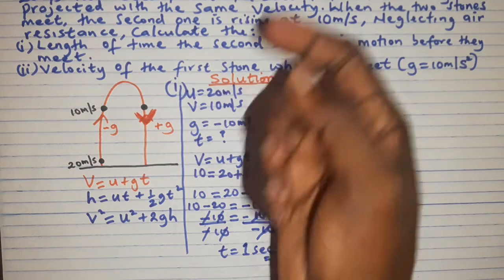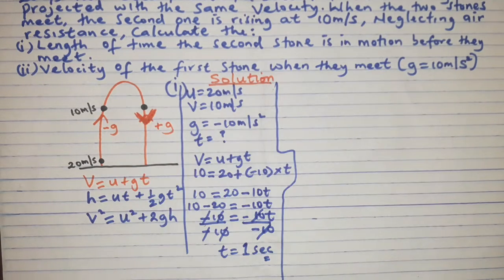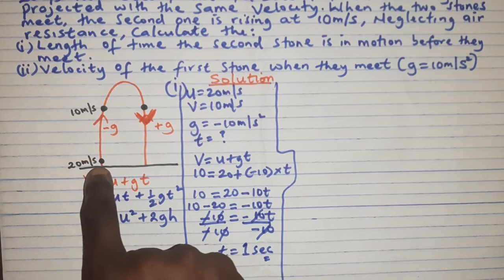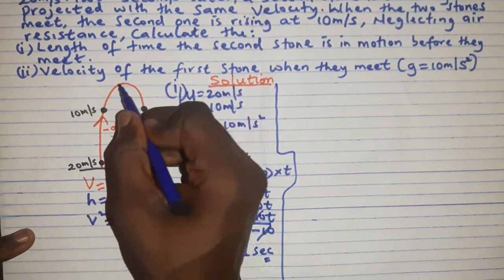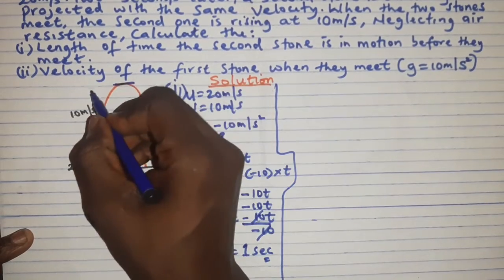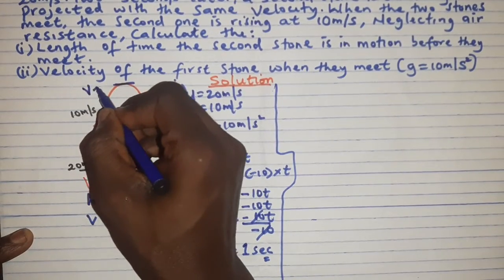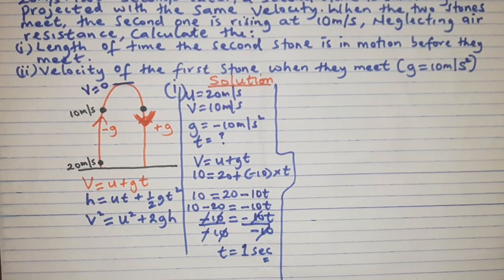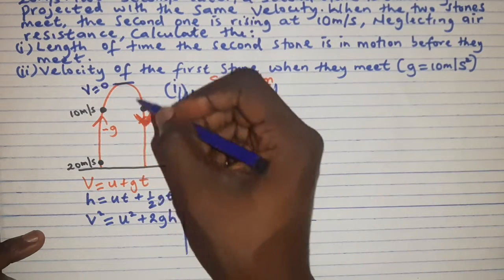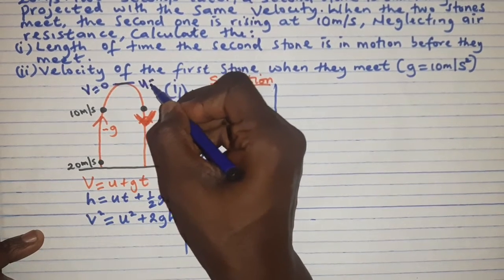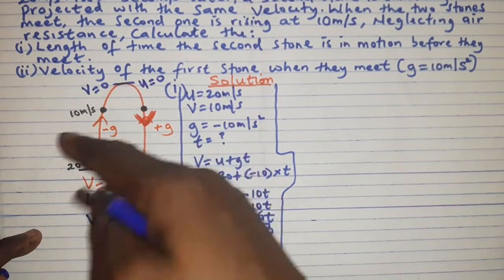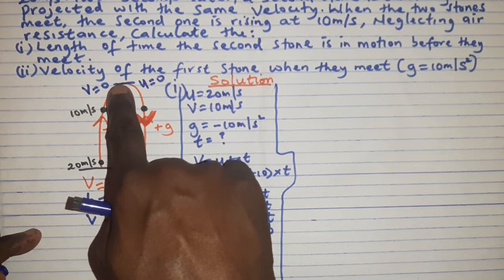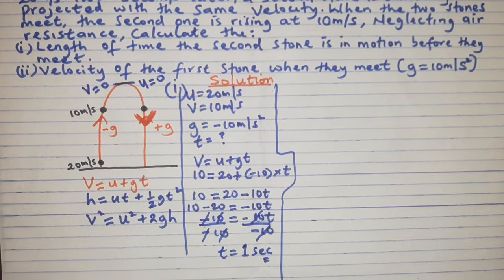We can get the maximum height the two stones will reach, because they're moving at the same speed, so they will reach the same maximum height. And this is our maximum height here. You know that at maximum height, our v is 0. The final velocity will be 0 when going up, and when coming down, the initial velocity will be 0. So when going up, at maximum height, the final will be 0. Then when coming down, the initial will now be 0. Don't forget that, very, very important.